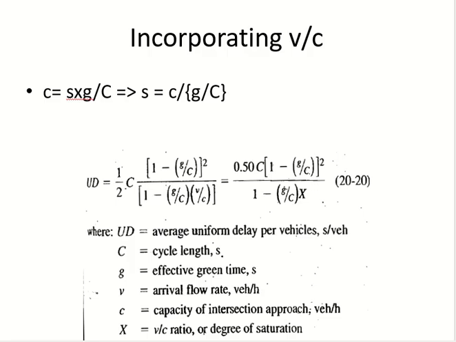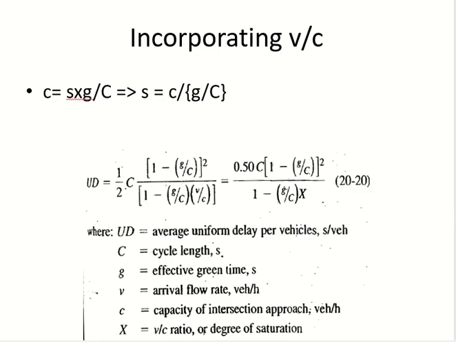Okay. In the last lecture, we have used this equation: capacity equals saturation flow rate times the G by C ratio. Saturation flow rate is the ideal flow rate, and G by C ratio is the available time. So ideal flow rate times available time gives you capacity.